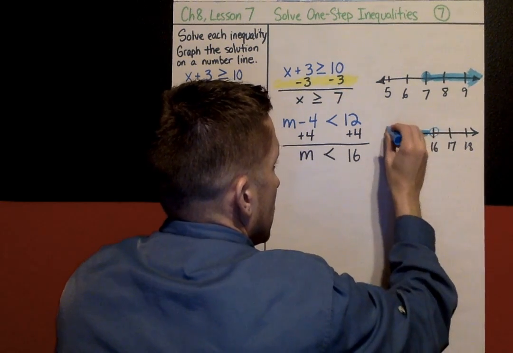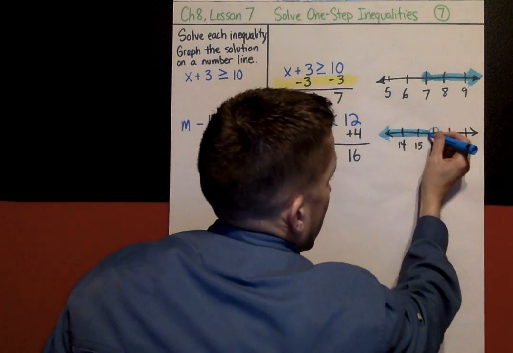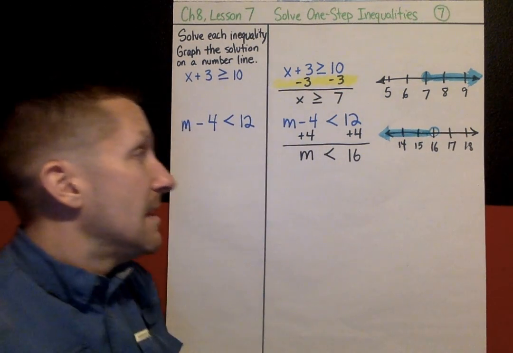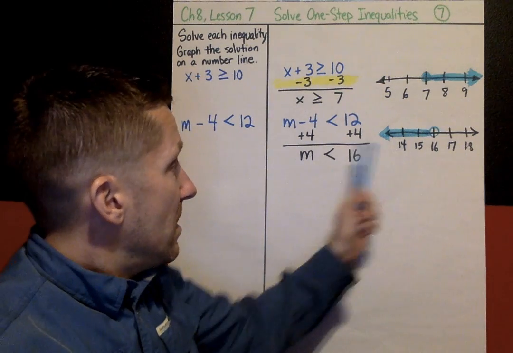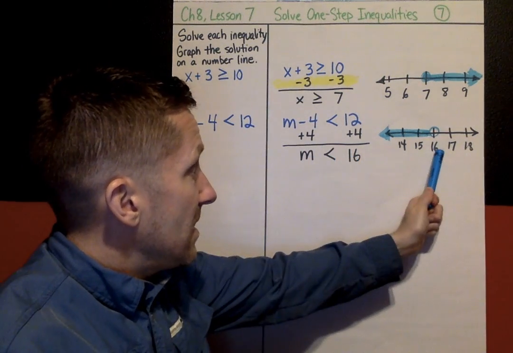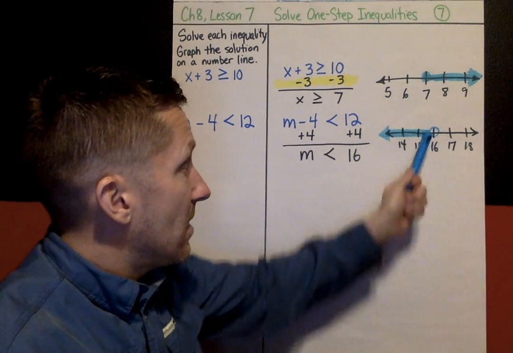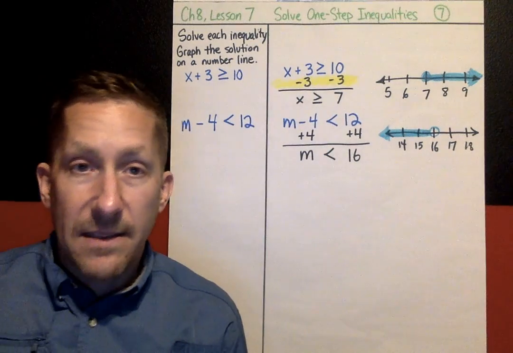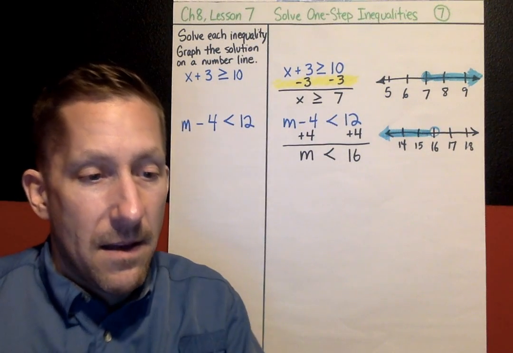So there's the graph of that inequality. Again, open because I do not want to include 16. M is less than 16. The answers are less than 16 on a graph. So these are equivalent, just different ways of representing the exact same thing.